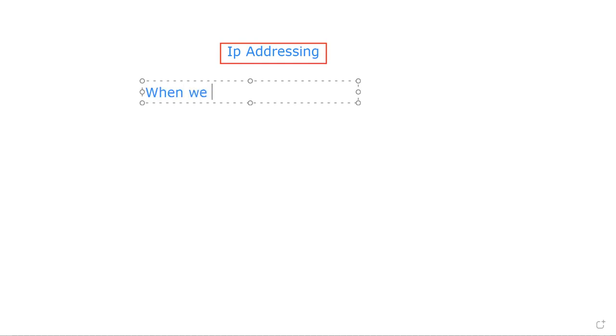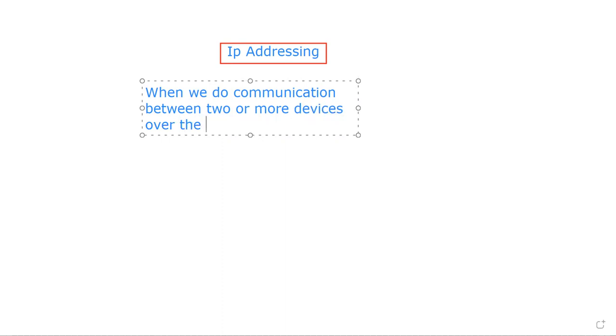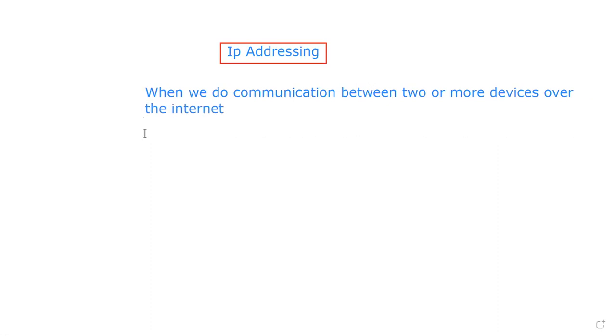When we do communication between two or more devices over the internet, we need an address which is known as IP address. Also, I can give you another example: when we want to go to our friend's house, we need an address, right?